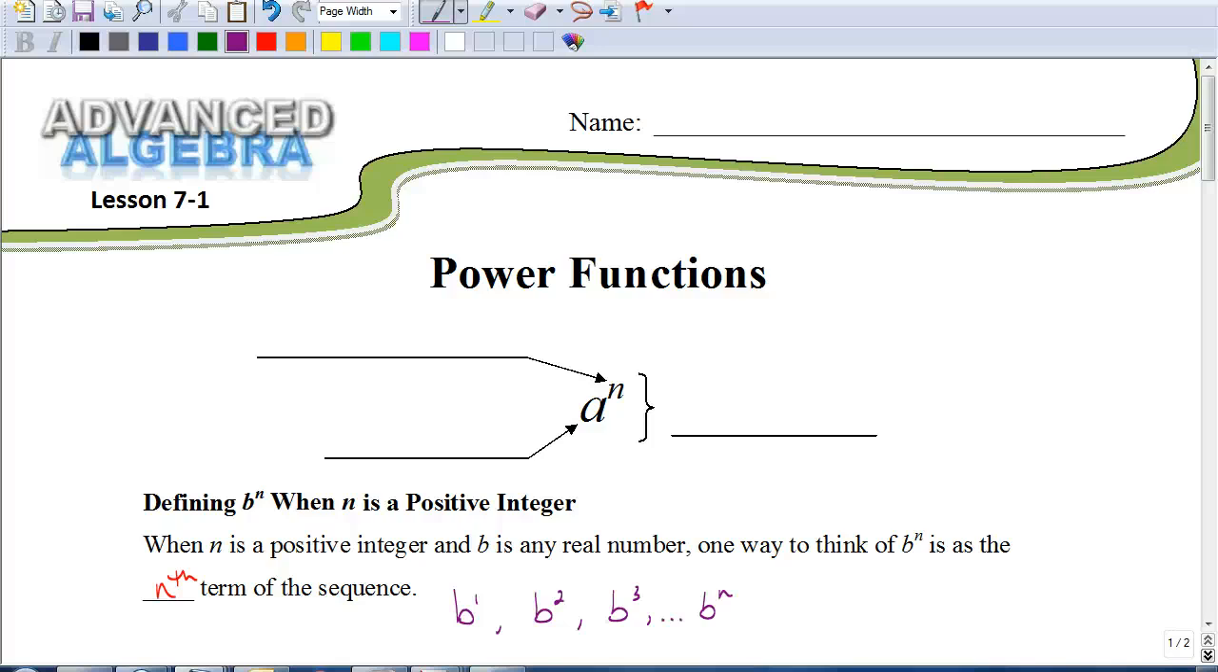Okay, so let's look at lesson 7-1 today. First off, just a note about what we're going to be doing with this chapter and the following chapters. Chapter 7 is all about powers. We're going to be talking about exponents, some applications for different exponents. We're going to talk about negative exponents, positive exponents, roots.